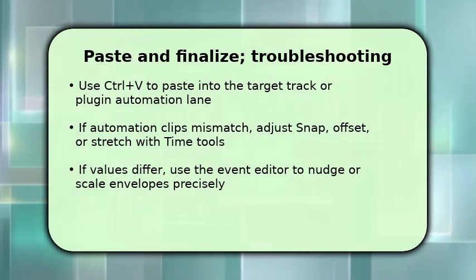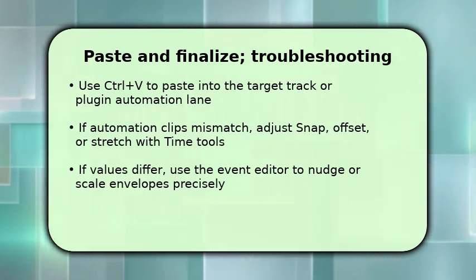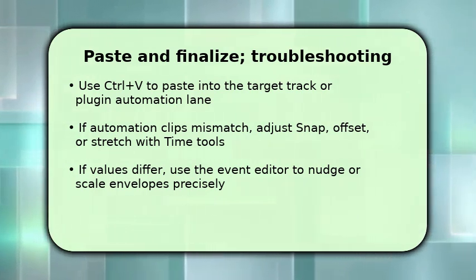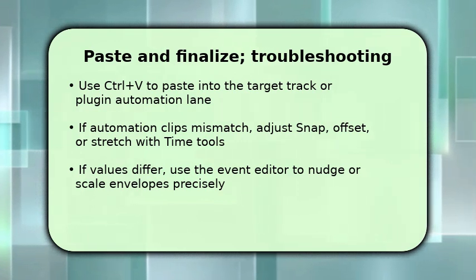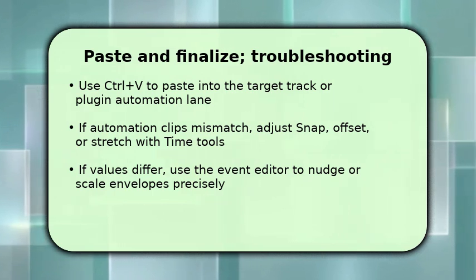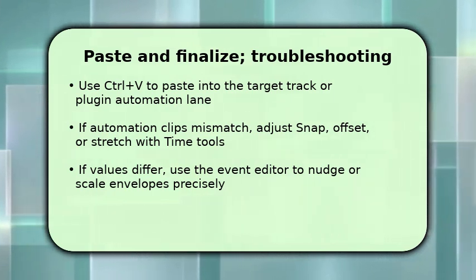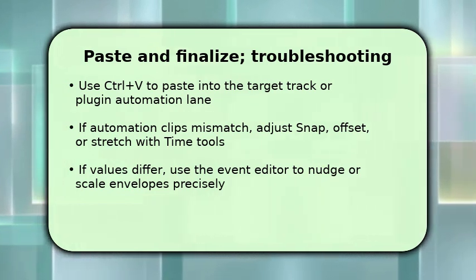Once done, play back to verify curves and values matched. If timing or values are off, make sure snap and tempo match. If not, adjust offset or stretch the clip using the time tools. One key troubleshooting tip: if the parameter doesn't respond, confirm you copied the correct linked parameter, plugin wrapper mapping, and relink before pasting.